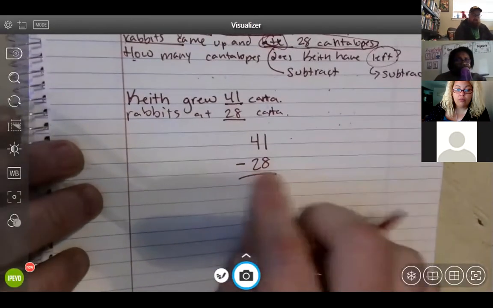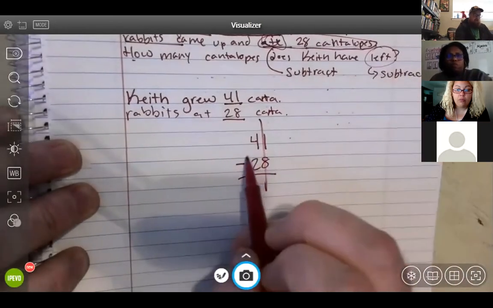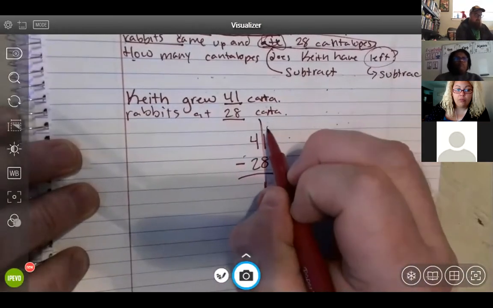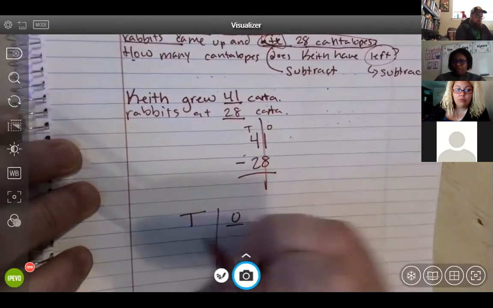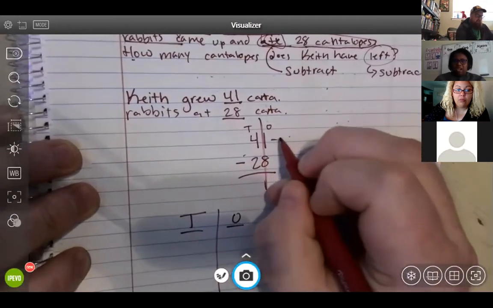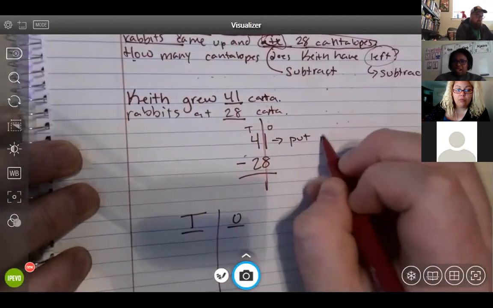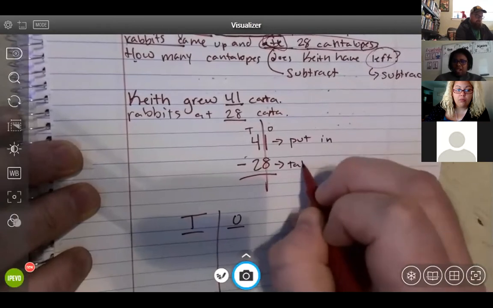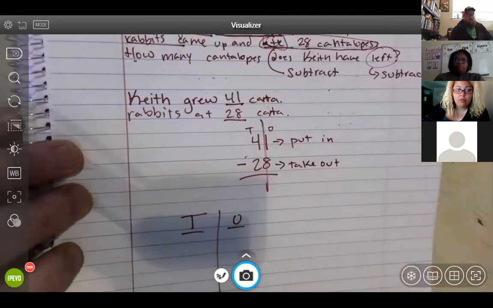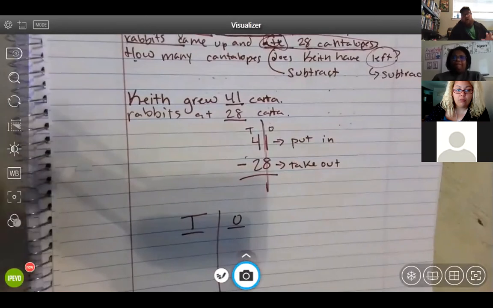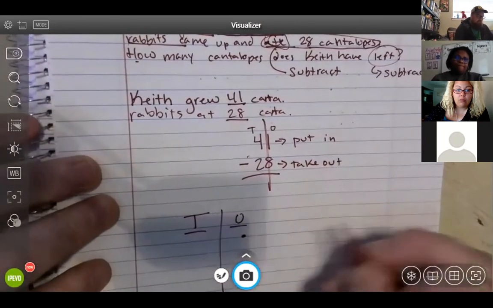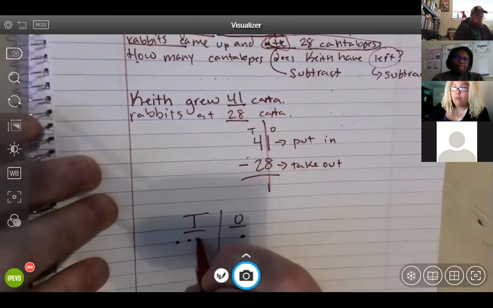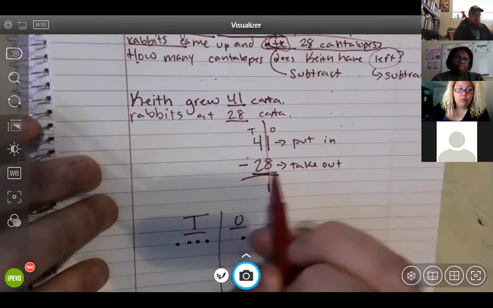So as we look at our numbers, I see that I have two numbers in two different place values. We have our 1s and we have our 10s. So that means I need to draw out our two place value charts. The top number we're going to put in the chart. The second number we're going to take out. It's always like this on subtraction. If you're adding, you would put in and then put in. But on subtraction, we are taking something out. So we're going to put our dots in, and then we're going to subtract 28.